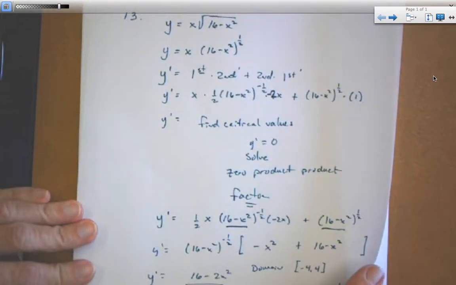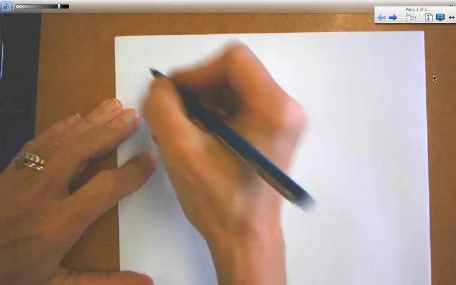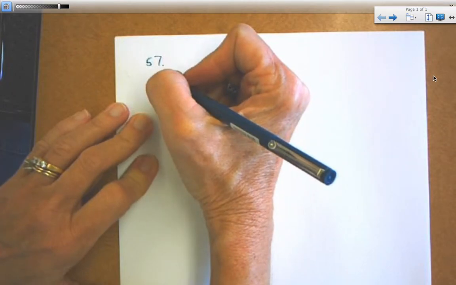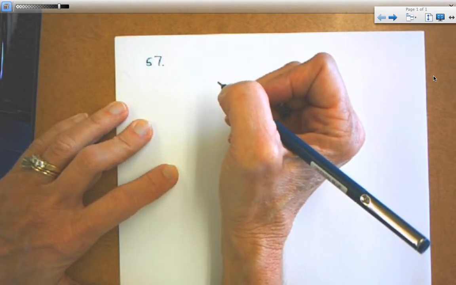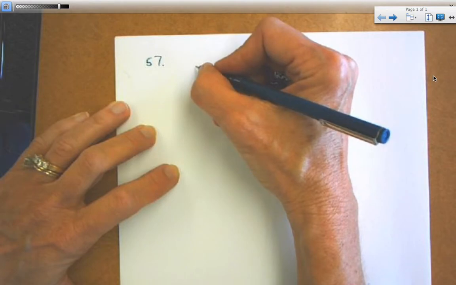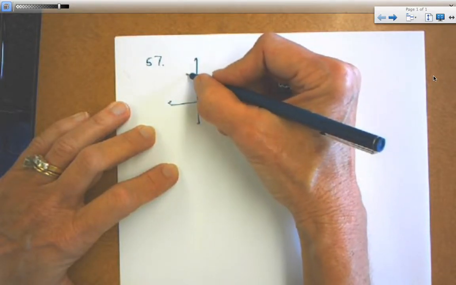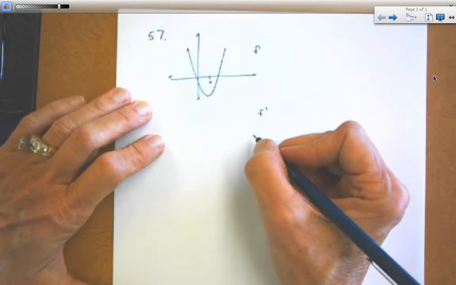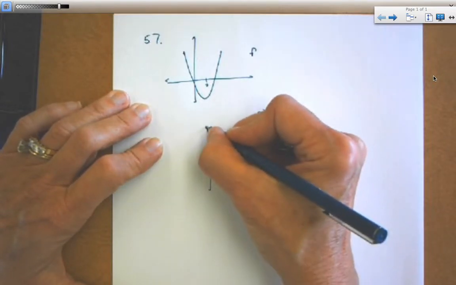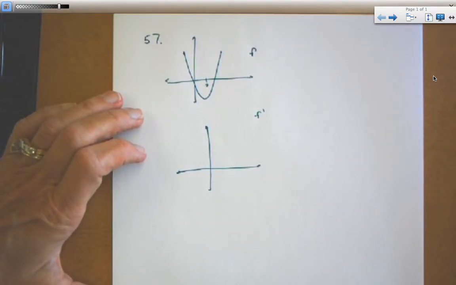All right, next we're going to move to 57. So 57. All right, so 57 says the graph of f is shown in the figure. Sketch a graph of derivative of f. All right, so this is the graph of f, and I'm just going to give a basic sketch of it. Now remember, the graph of the derivative is a graph that's based on the slopes of f. So I've got to determine where the slopes are positive and where the slopes are negative.